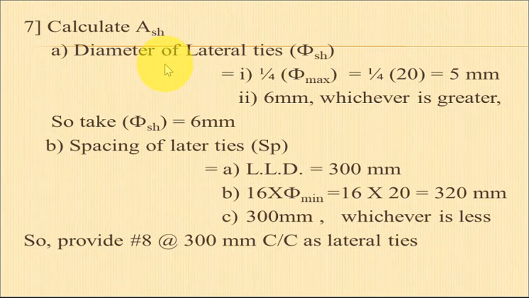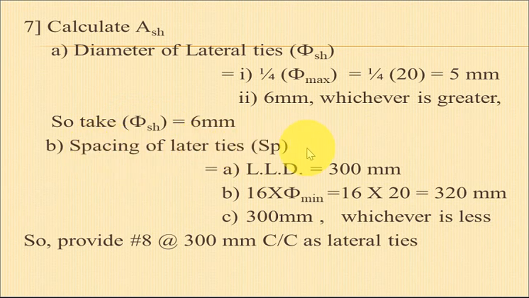Similarly, once we calculate the longitudinal reinforcement, we can find out the diameter of the lateral ties. There are two criteria: 1/4 of the phi maximum, we have used the same diameter, that's why 1/4 of 20, it is 5 mm, and second is 6 mm, whichever is greater. So we have considered the diameter of the lateral tie as 6 mm.